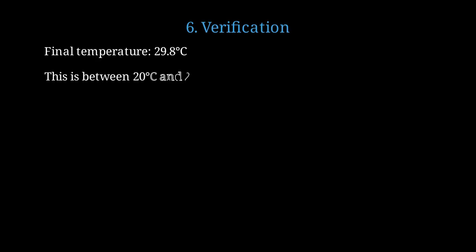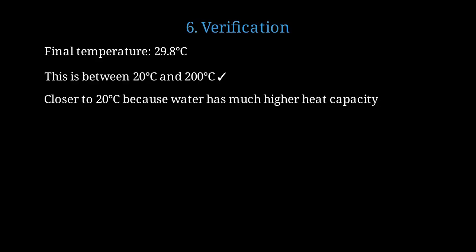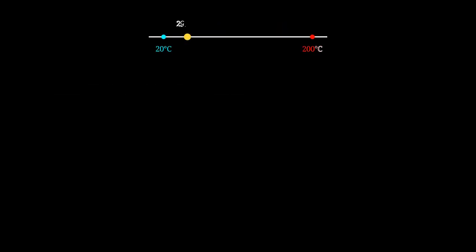Let's verify our answer makes physical sense. The final equilibrium temperature is approximately 29.8 degrees Celsius. This temperature is between our initial temperatures of 20 and 200 degrees, which is correct. Notice it's much closer to 20 degrees than 200 degrees because water has a much higher heat capacity than copper. Here's a temperature scale showing how the final temperature of 29.8 degrees is much closer to the initial water temperature.